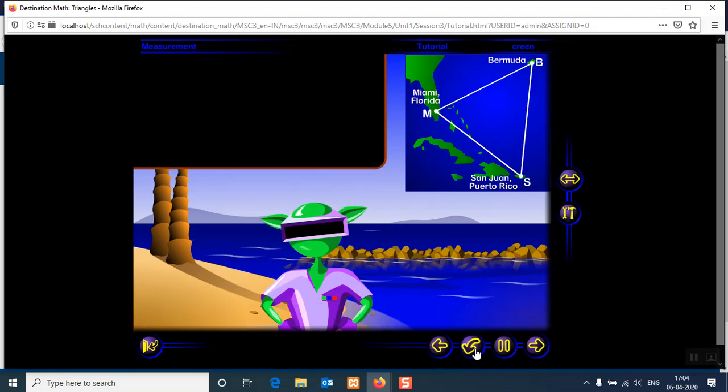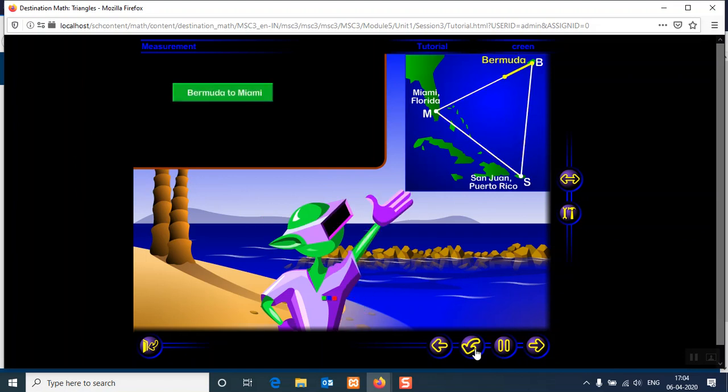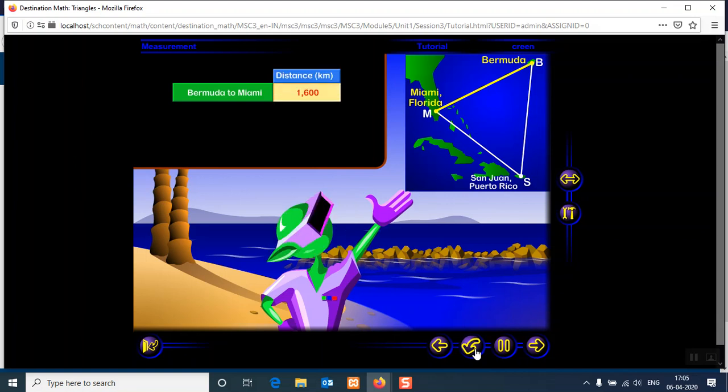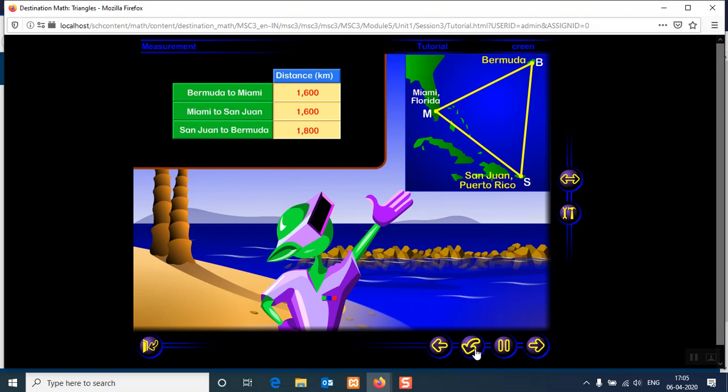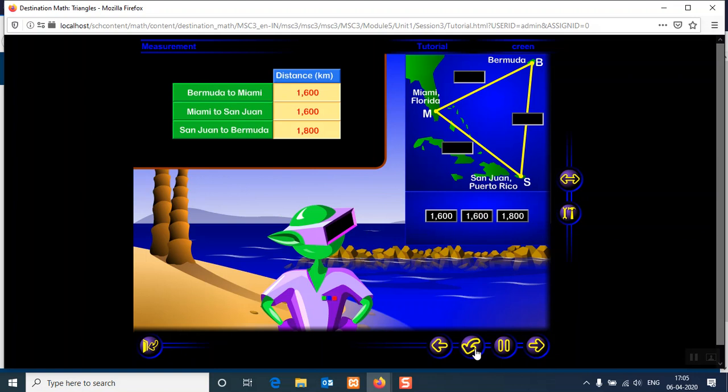Now, let's get the length of the sides of this triangle, Dig. From Bermuda to Miami, the distance is about 1,600 kilometers. From Miami to San Juan, the distance is about 1,600 kilometers. And from San Juan to Bermuda, it's about 1,800 kilometers. Can you match each distance to a side of this triangle?